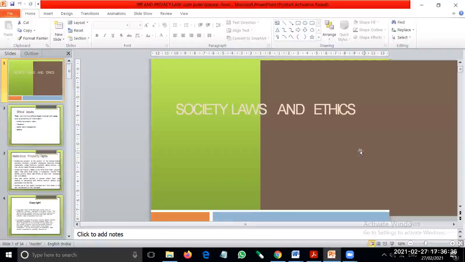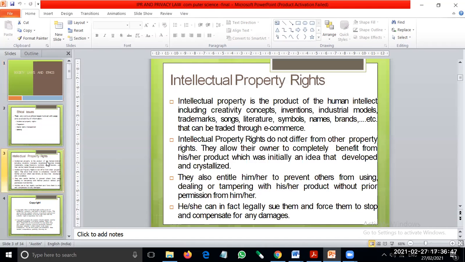Hello students. Now the new topic is society, laws and ethics. Again, it is a very important topic. This is the last unit topic. Now the first topic we'll discuss is IPR, also called intellectual property rights. That is very important.